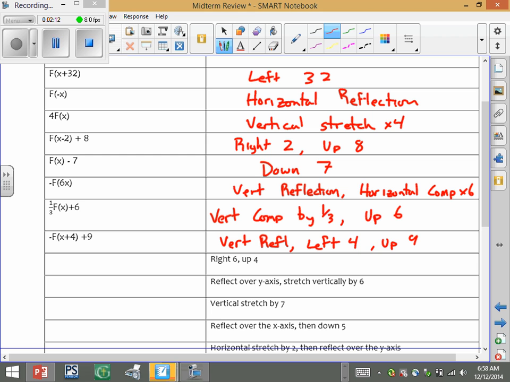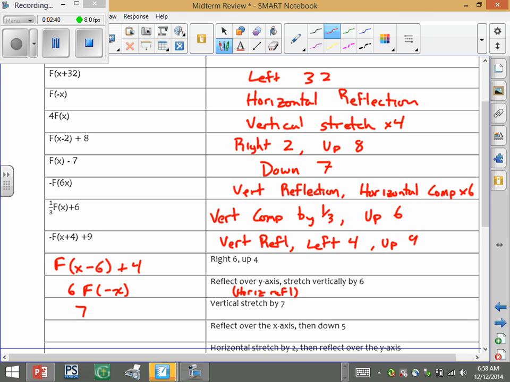If we want to go right 6 and up 4, so we'll go ahead and write the function down. So to the right 6 means we need to do x minus 6 on the inside, plus 4 on the outside. Reflect over the y-axis. So if we think about this, this is actually a horizontal reflection. I recommend writing that down because horizontal means that I need to do something inside, but I have a vertical stretch by 6, which means a 6 needs to go on the outside, and I need to put that negative in front of the x on the inside.